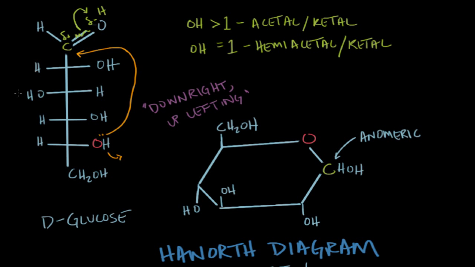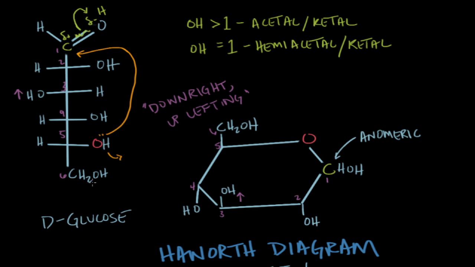So we can actually see that. That one's up, and we'll make sure that this number's right. This one's up as well, and maybe we'll start numbering with 1, 2, 3, 4, 5, 6, and we can do that over here. This would be 1, 2, 3, 4, 5, 6. So our 3 carbon in the Haworth diagram is pointed up, and our 3 carbon on the Fischer diagram has its substituent on the left, so downright up, left.